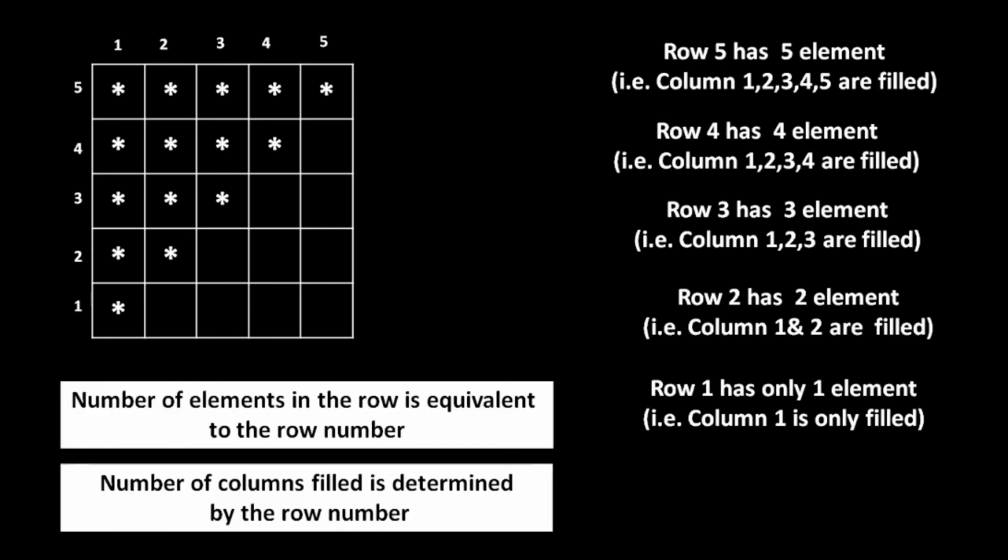Here we have the inverted half pyramid with a total of 5 rows and 5 columns. But this time we're going to name the rows in descending order, that is 5, 4, 3, 2 and 1. Again, if we observe this pattern, we find the same thing we found earlier in the half pyramid: row 5 has 5 elements, row 4 has 4 elements, row 3 has 3 elements, and so on. So this time also we can conclude that the number of elements in a row is equivalent to the row number, or the number of columns filled is determined by the row number. The outer loop will determine the rows and the inner loop will determine the columns. So let's get into the program.